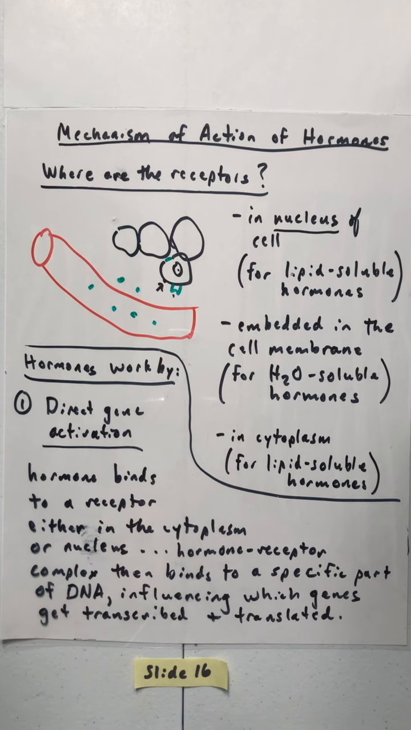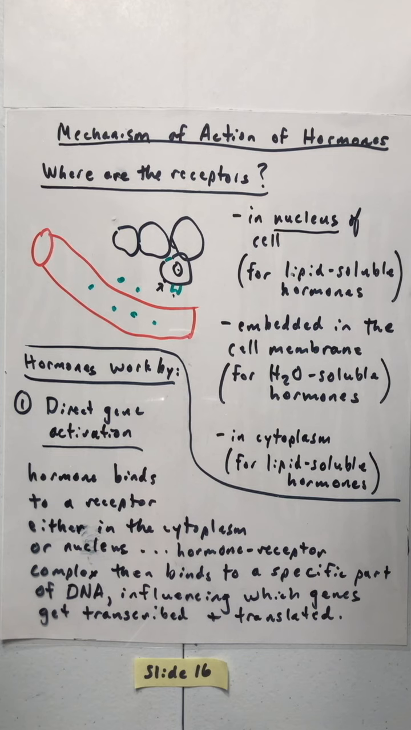And the binding of the hormone to the receptor bumps off the molecular chaperonins and allows the hormone receptor complex to then move into the nucleus. So if you want an example of this for a particular hormone, consider the hormone testosterone. Testosterone is a steroid, which means it's lipid soluble.